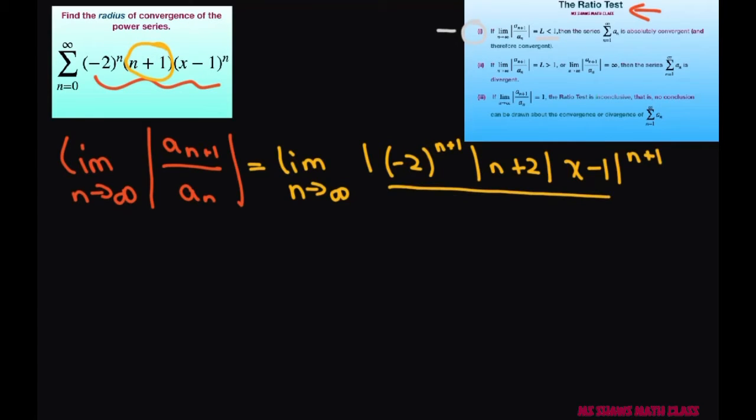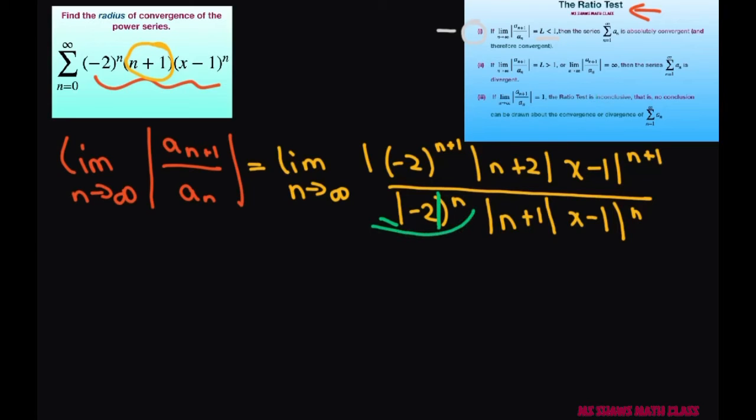Now we're going to divide by a sub n, which is just the absolute value of negative 2 to the power of n, times the absolute value of n plus 1, times the absolute value of x minus 1 to the power of n. So simplifying this, we're going to get this piece here, this absolute value.